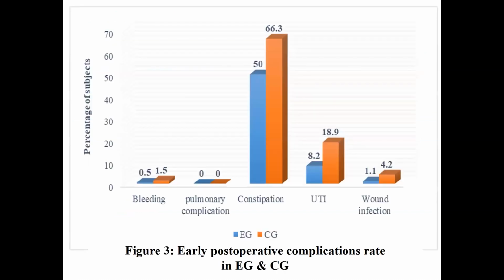And in regard to the early postoperative complication rates in the experimental and control group, the most significant complications were bleeding; pulmonary complications were nil; constipation was equally seen in both the groups, but very significantly, the wound infection was more in the control group as compared to the experimental group.